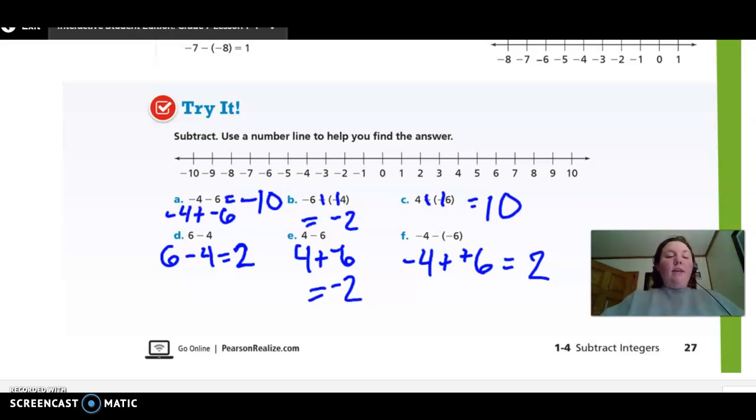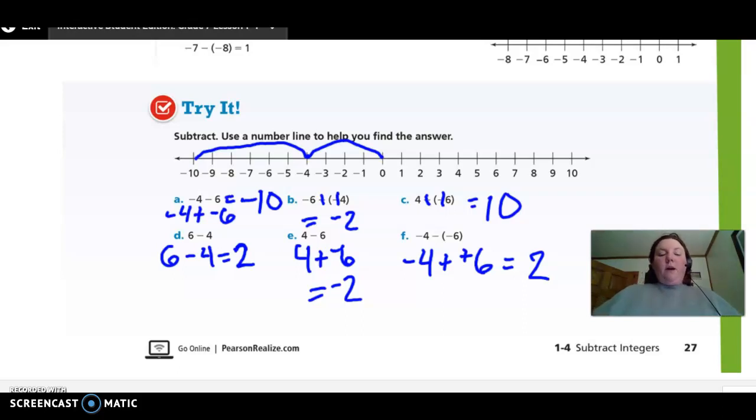So in letter A, negative 4 minus 6, I'm headed to negative 4, and then I go negative 6, or to the left 6 more, and I land at negative 10. In letter B, anytime I see minus a negative, I really like to think of the keep change. I also can think of that multiplication rule that says 2 negatives multiply to become a positive. And so I keep the negative 6, I change the minus into plus, I change the negative into positive. So I owed you $6, I pay off 4 of it, I still owe you $2.